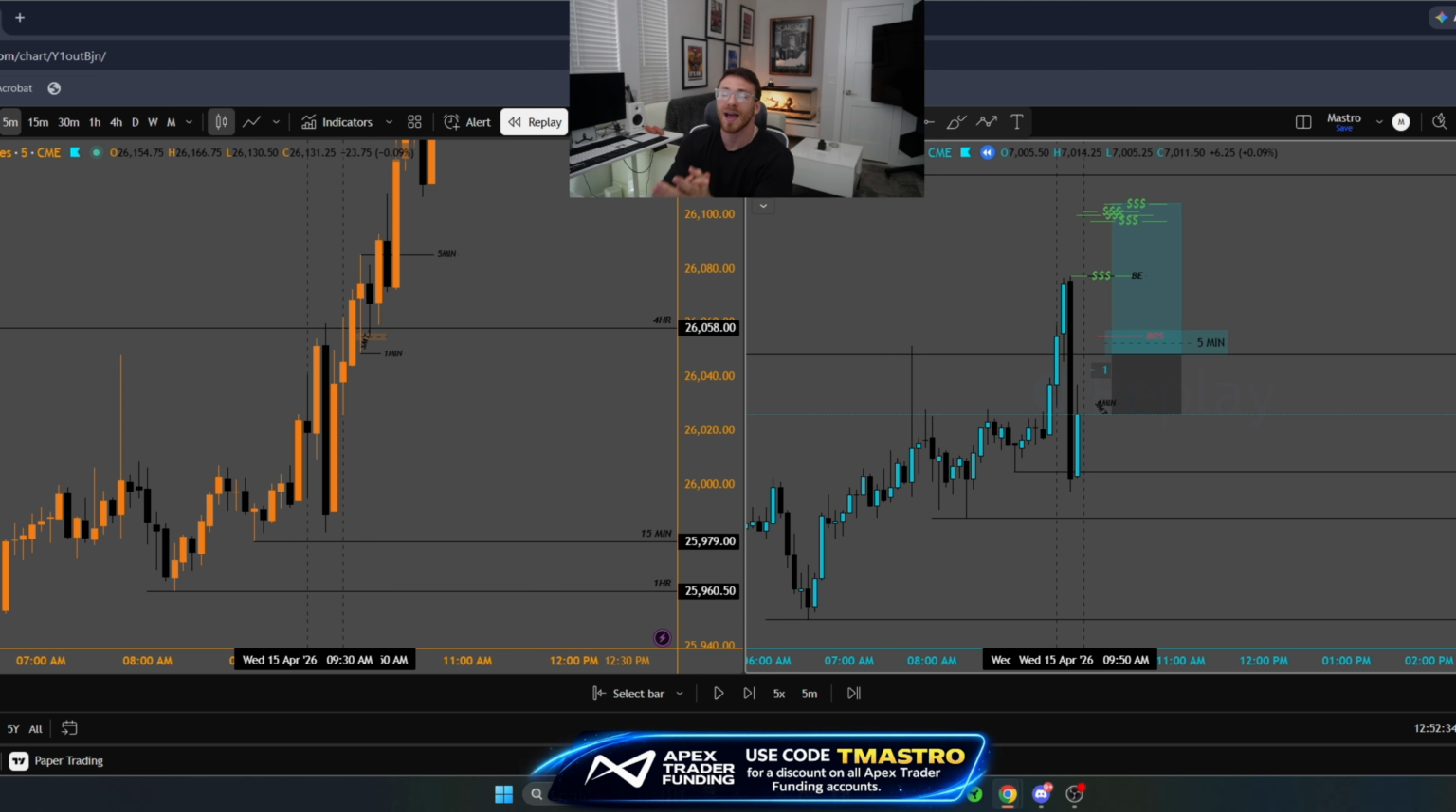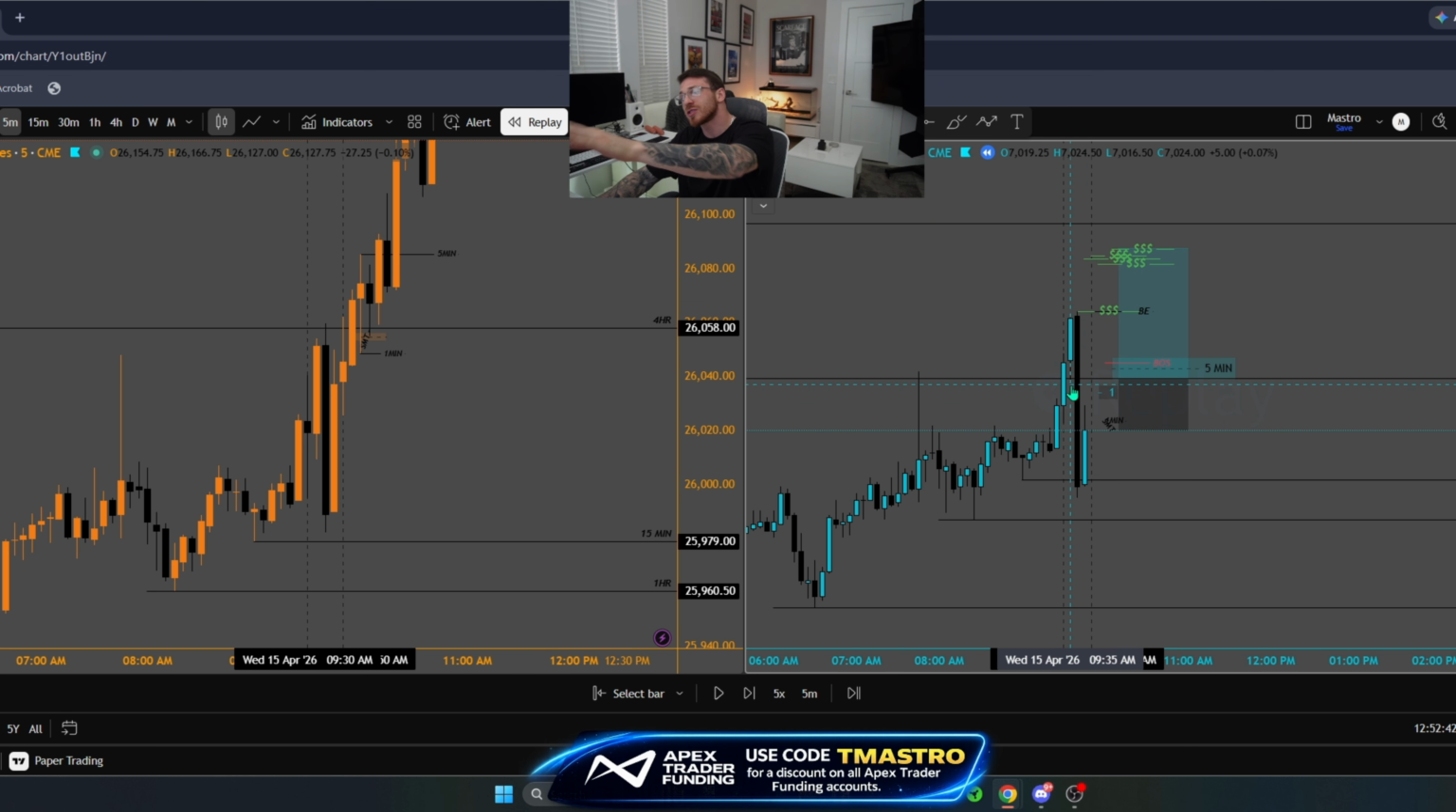But this is where I paid attention to, right? We formed a 5-minute SMT off of a 15-minute low, okay? What do we end up doing? We end up forming a 5-minute bearish fair value gap. I was looking for a reaction out of this area, and I'm going to X out this 4-hour high because I don't care about this anymore.